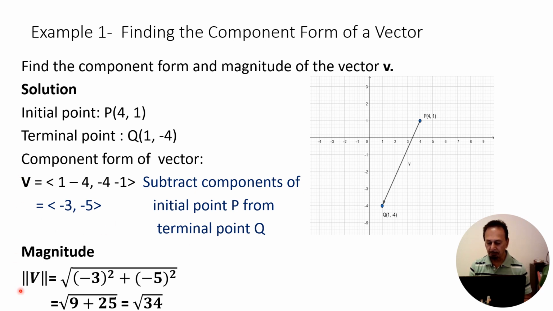The magnitude of this vector is the square root of, you square the negative 3 and then the square of negative 5. So the square of negative 3 is 9 and the square of negative 5 is positive 25. 9 plus 25 is 34. So it should be square root of 34, and it cannot be simplified.